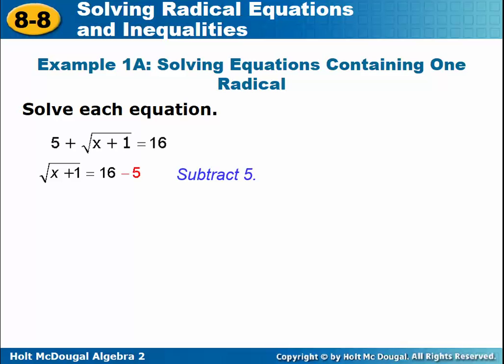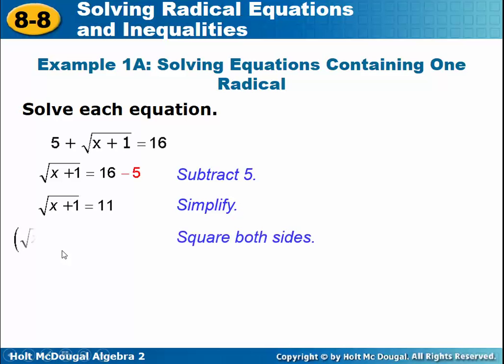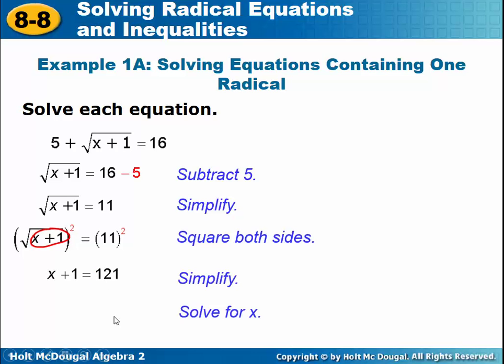So first of all, we would have to subtract the 5 because here's the radical, square root of x plus 1, and it has a plus 5 added to it. So we subtract 5 and get 11. So now we have the square root of x plus 1 equals 11. Now we'll do the second step, which is to undo the square root by squaring both sides. Now we have x plus 1. When you square a square root, you are just left with whatever is underneath that sign. So now we have x plus 1 equals 121. Subtract 1 from both sides, we get 120.